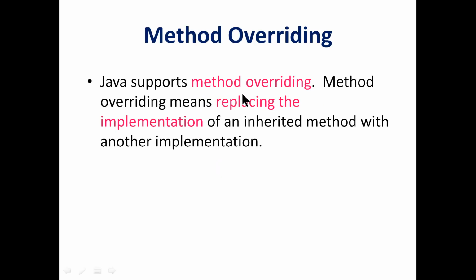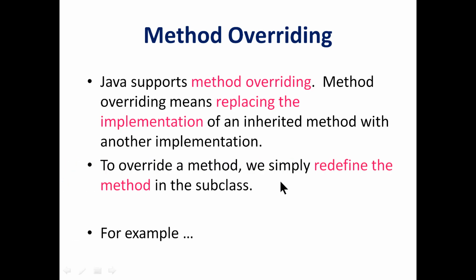So Java supports method overriding. And method overriding means replacing the implementation of the inherited method with another implementation. That means you have a method in the parent and you want to change that in the child, and we do this by overriding. That means in method overriding, your method signature must be the same, but the action items are different. And take a look further that to override a method, we simply redefine the method in the subclass.